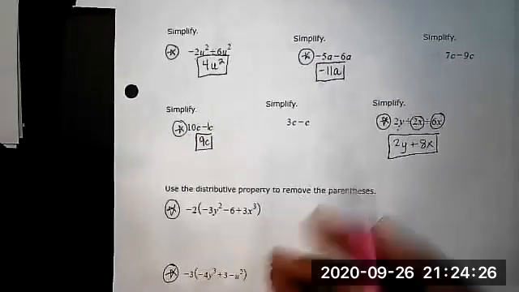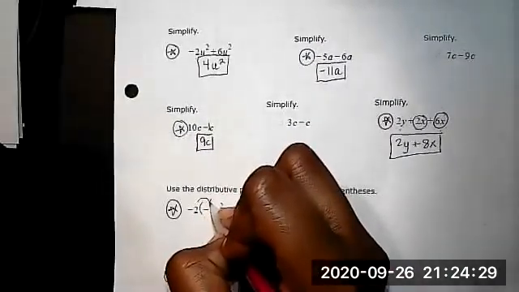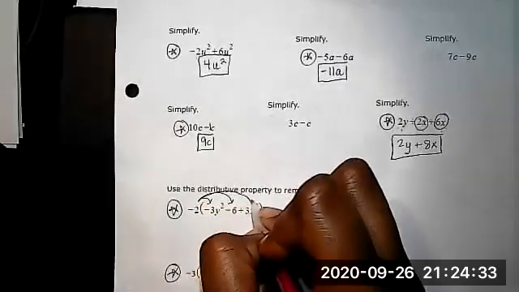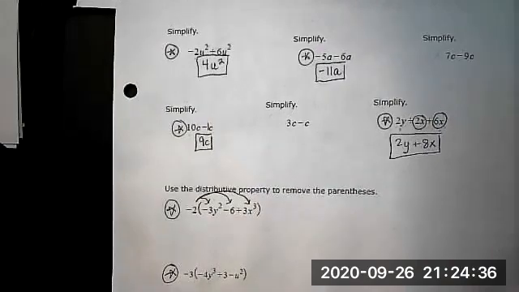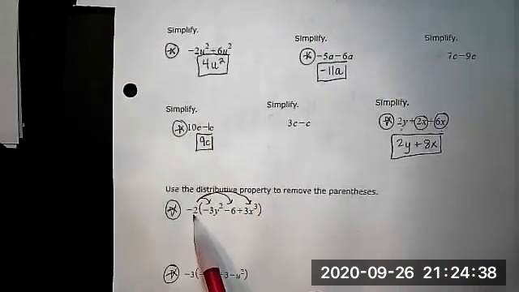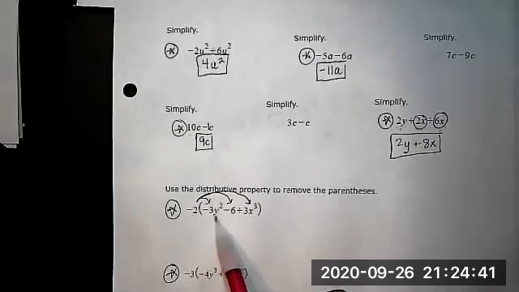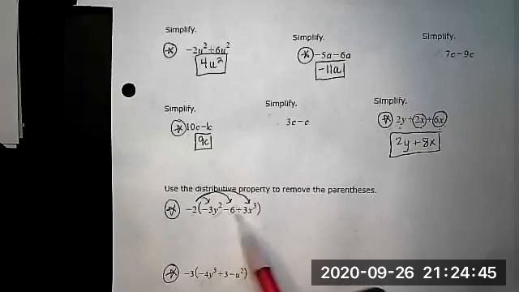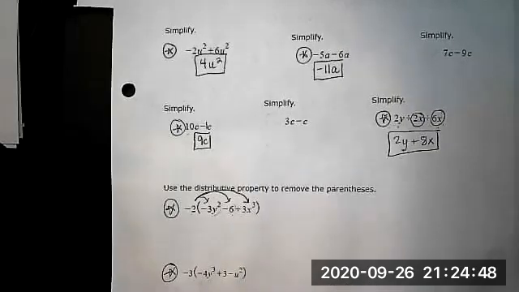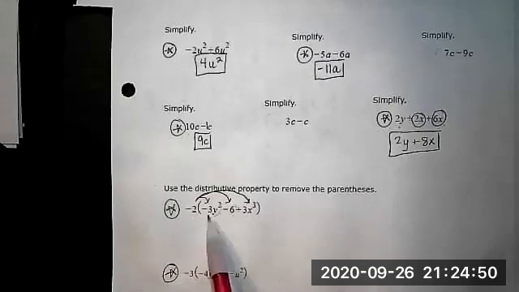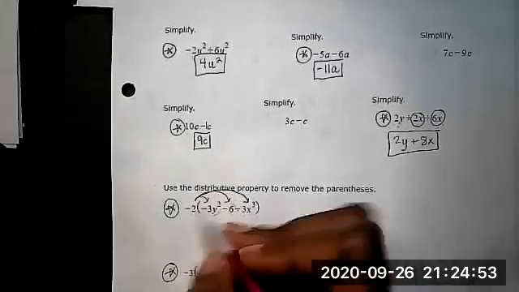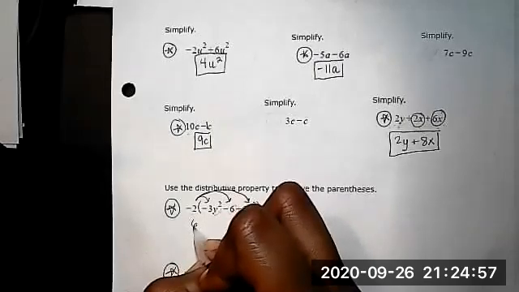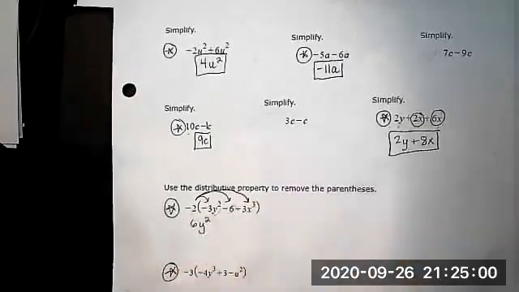So if you're looking at this one, we're going to distribute this -2 to every single term, which means distributing means you're multiplying. So I'm going to take -2 and multiply it by this term, then I'm going to multiply it by this middle term, and then I'm going to multiply it by this end term. Okay? So -2 times -3y squared. You're multiplying the numbers. That becomes -2 times -3, +6. We're leaving the y squared alone.